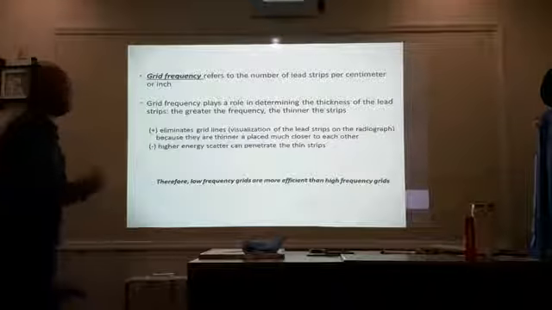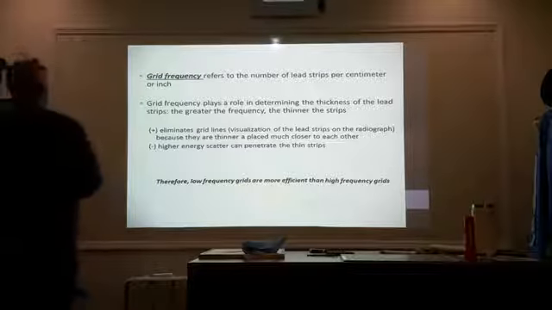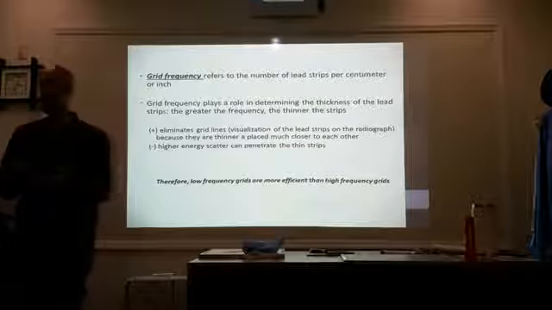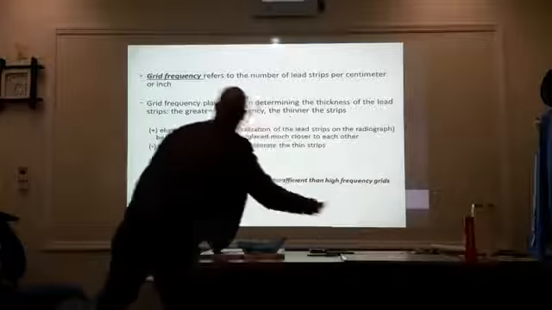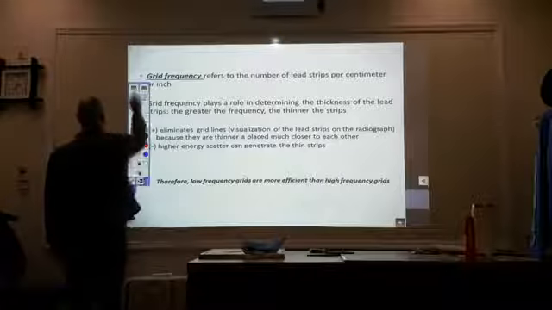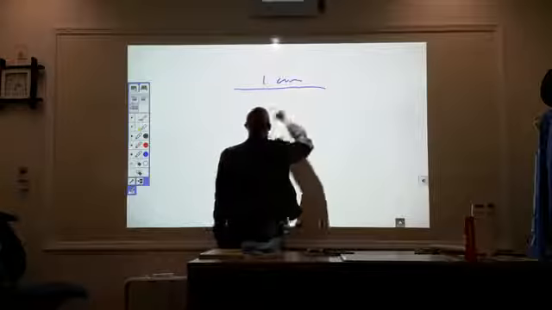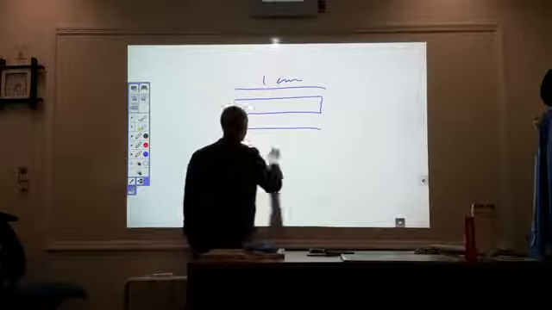Grid frequency refers to the number of lead strips per centimeter or a given distance. Grid frequency plays a role in determining the thickness of the lead strips. The greater the frequency, the thinner the strips. Let's just say this is 1 centimeter. Here is one grid, here is another grid.